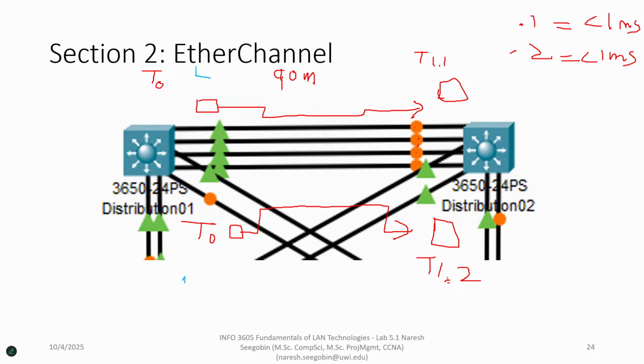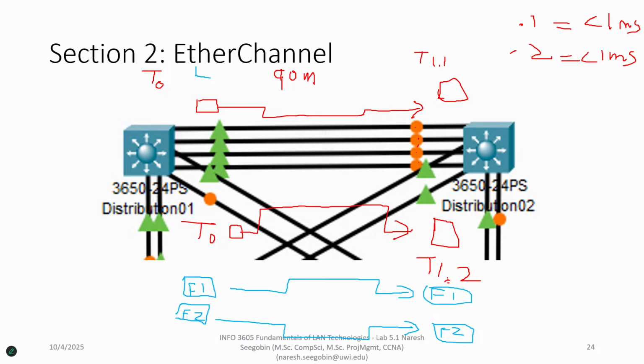Let me do a diagram. So I could do frame 1 and frame 2. And this one is going on one link, and this guy is going on another link. And what's happening? Those 2 frames can be assembled together in one TCP packet.